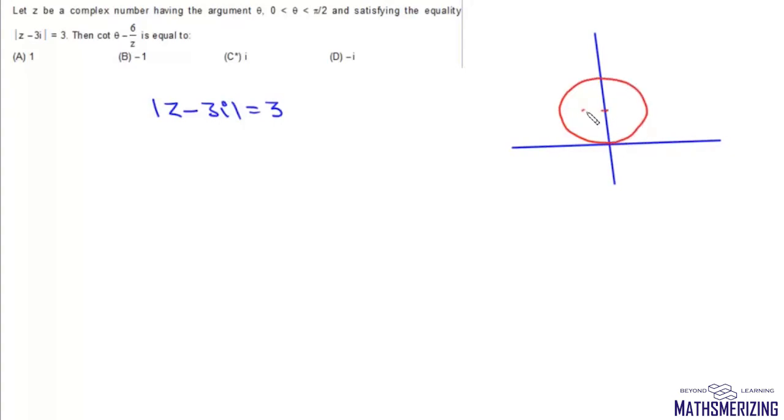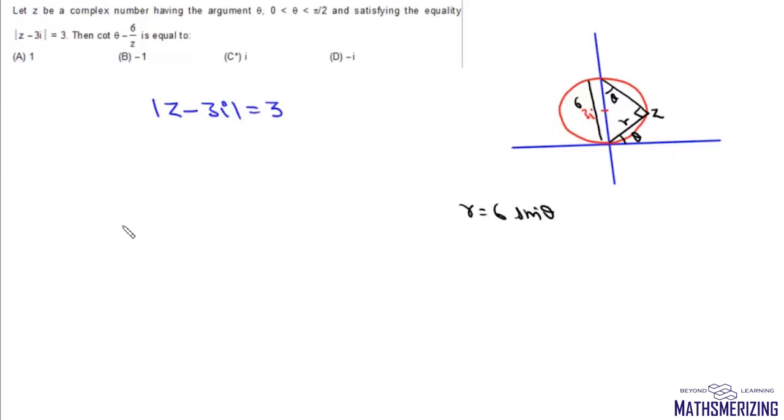Now this is 3 iota. Now it says its argument is theta. So we'll take this point on this circle and this point is z and its argument is theta. Now we know that this is 90, this is 6 units and this angle is theta. Now for this complex number z, if we find r, this r, it will be 6 sine theta. So we can write r as 6 sine theta.